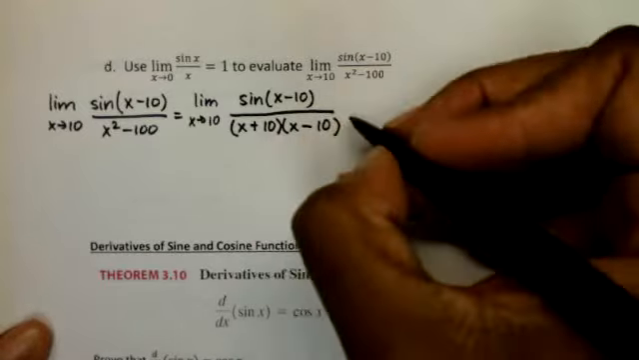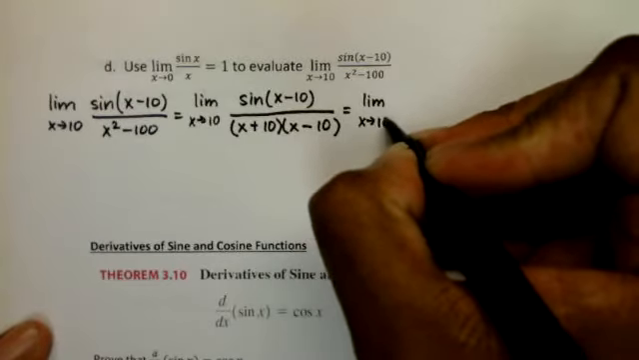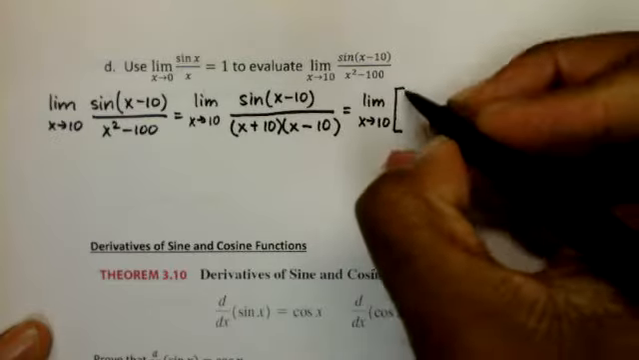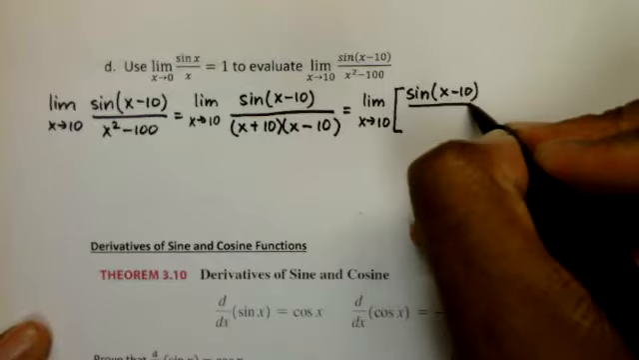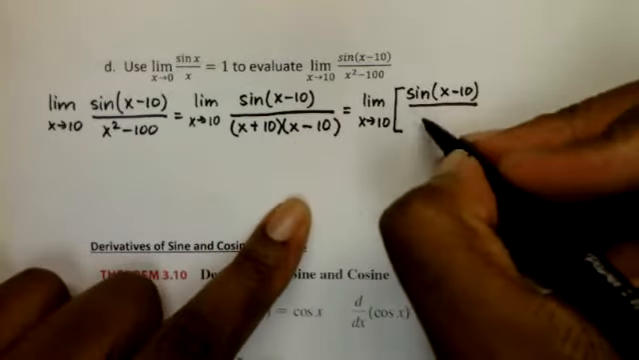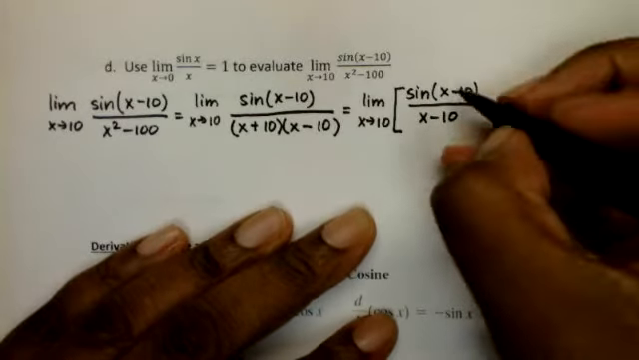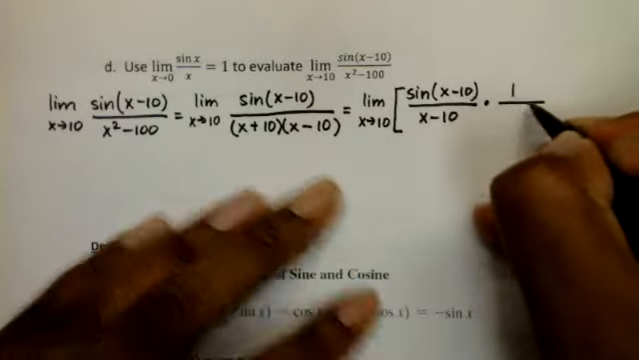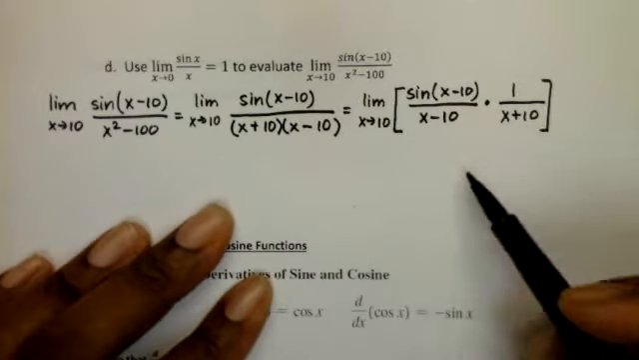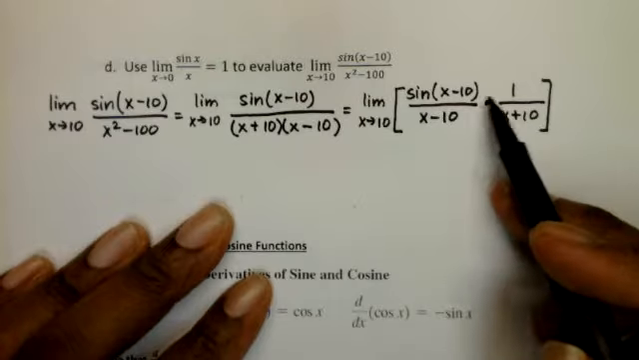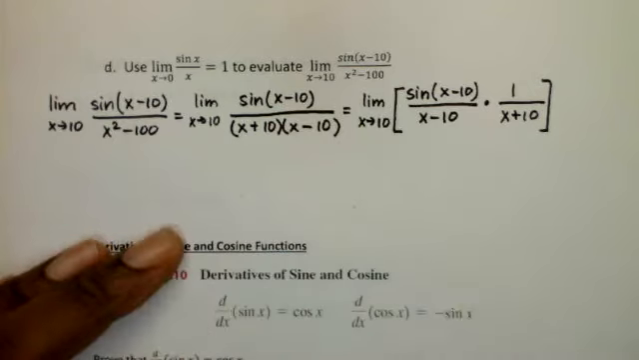Now we're going to break this up into two parts. I'm going to bring over the limit as x approaches 10 of, here I got the sine of the quantity x minus 10. That's going to be divided by, and I get x minus 10 in the denominator. So I'm going to put that x minus 10 with the sine of the quantity x minus 10. That would be multiplied by 1 over x plus 10. So sine of x minus 10 times the 1 would give me this back. X minus 10 times x plus 10 is this.